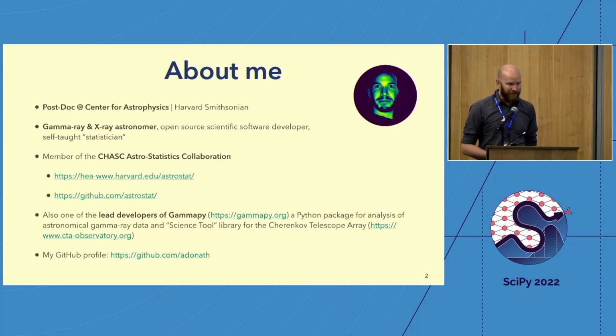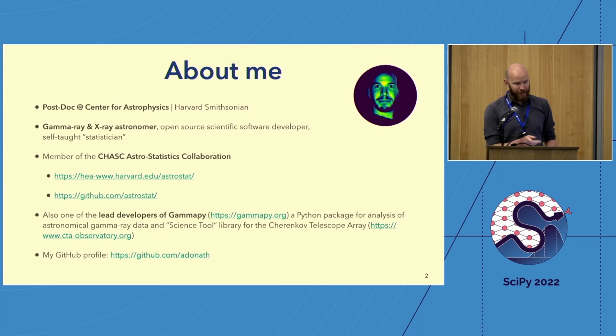A first few words about myself. I'm a postdoc at the Center for Astrophysics in Boston. I'm by trade a gamma ray and X-ray astronomer, but I'm also very interested in open source scientific software development in general. And I would also call myself maybe a self-taught statistician. I'm also a member of the CHASC Astrostatistics collaboration, which is like a loose group of statisticians and astronomers trying to collaborate on statistical methods and applying those to astronomical data. The benefit there is that astronomers learn about statistics and statisticians find actual applications for their algorithms and their methods.